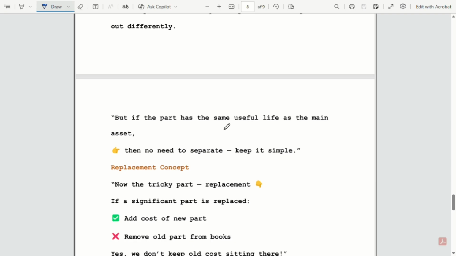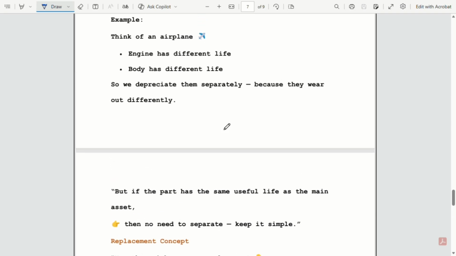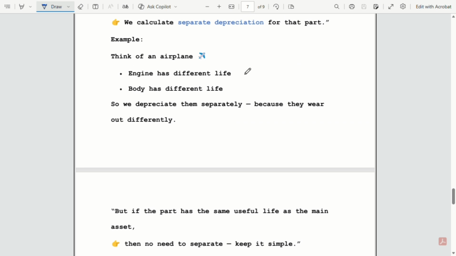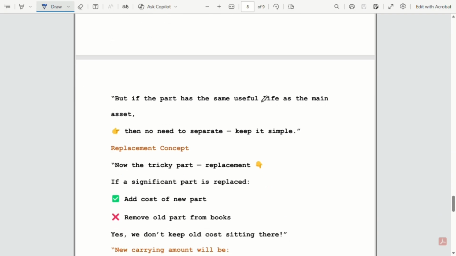But if the part has the same useful life as the main asset, suppose the engine's useful life is 40 years and the body's useful life is also 40 years, so in that case, we are not going to depreciate it separately.